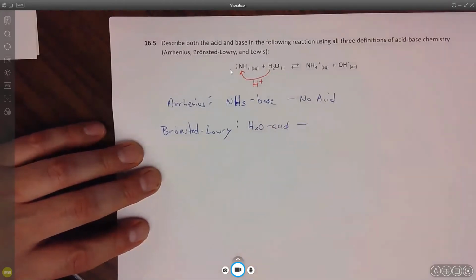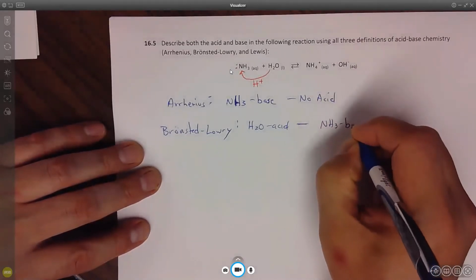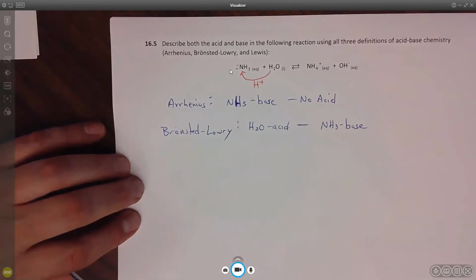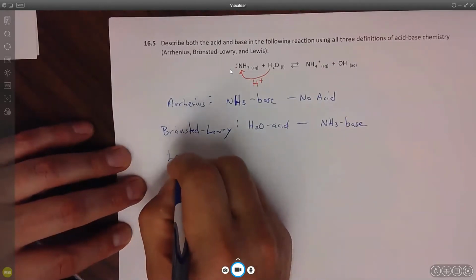And so Hannah, what's the base? The NH3. The NH3 then is going to be the base. Okay, then Lewis.